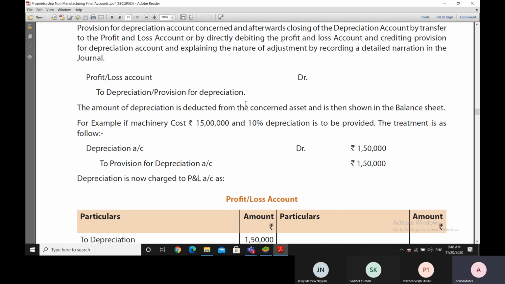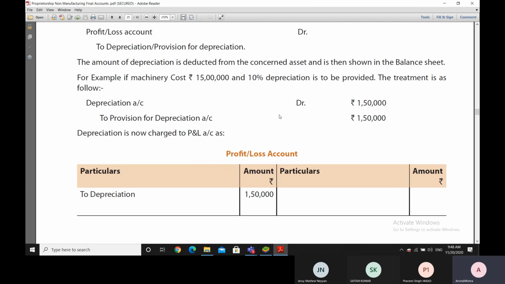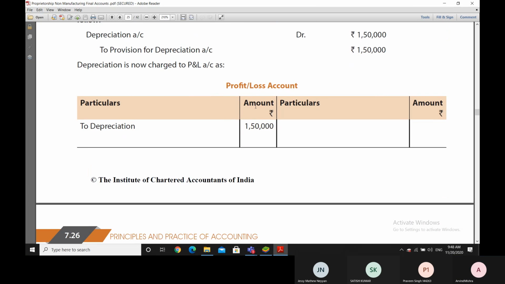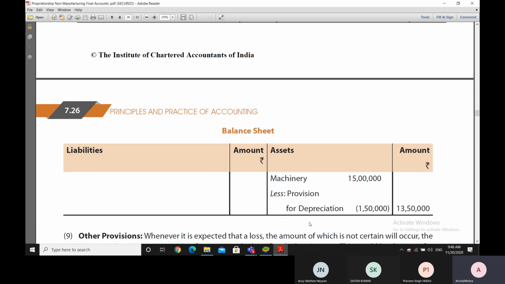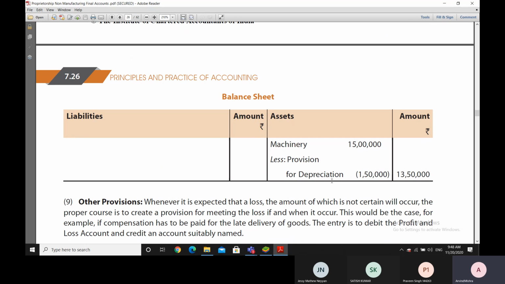we will show in the balance sheet by reducing the provision for depreciation from the asset. So as you can see here, machinery actual cost is 15 lakh and WDV is 15 lakh, and from that the provision for depreciation has been reduced. Thereby, we are expecting that after depreciation, this will be the value of the machine at the end of the year, 13,50,000 rupees.